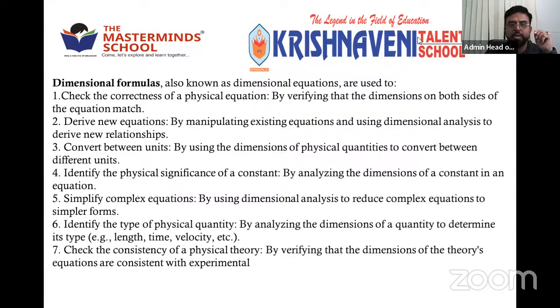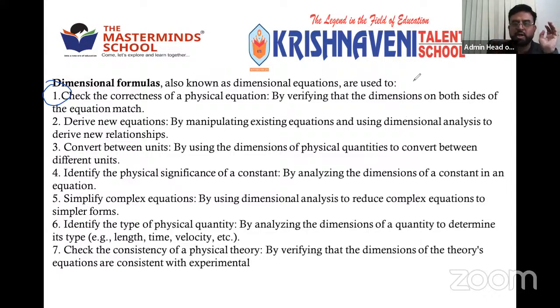So dimension formulas are also called dimension equations. They are useful for checking the correctness of a physical equation. If you know any mathematical formula or physics formula but you have a doubt whether it is correct or not, you can check by using the dimensional method. By checking if LHS is equal to RHS, left hand side dimensions equal to right hand side dimensions, then you can say that the answer is correct.